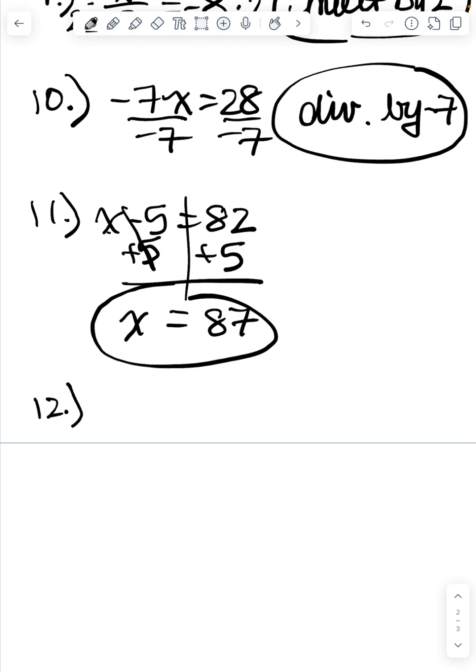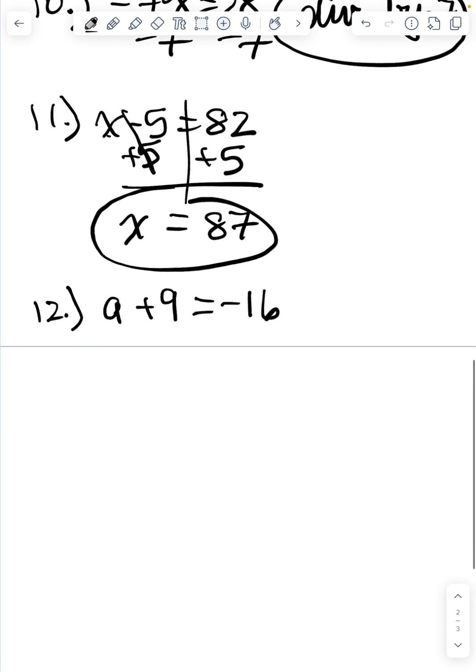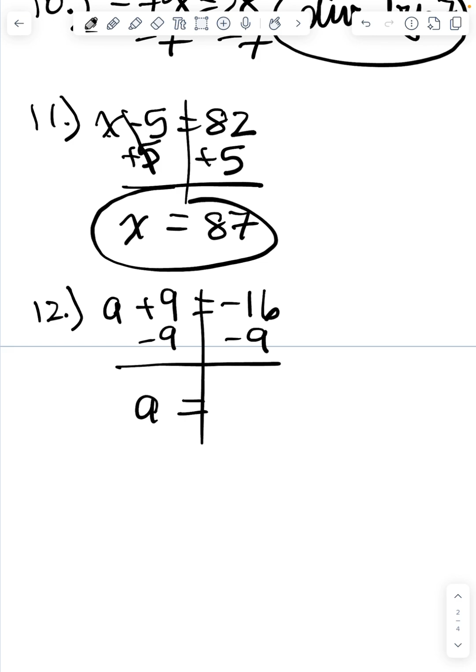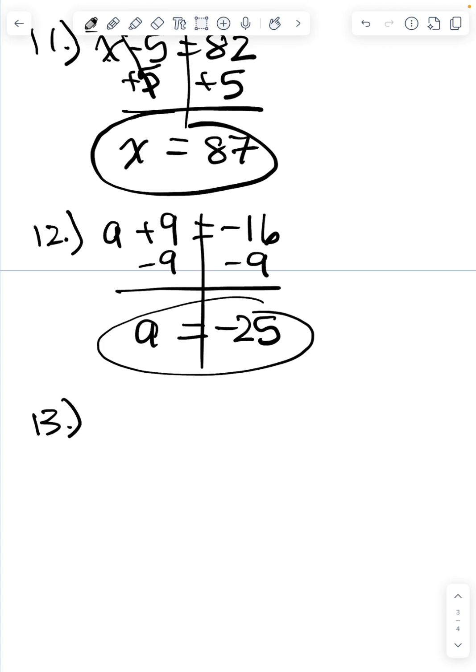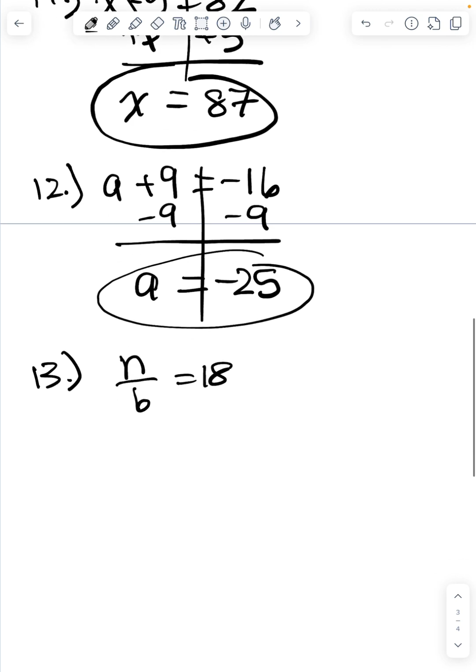Number 12, a plus 9 equals negative 16. Here's my equal sign. My variable is a. It's got a plus 9 with it. So we need to do the inverse, which is minus 9. a equals negative 25. Number 13, n divided by 6 equals 18. We would multiply both sides by 6. That leaves us with n equals 108.